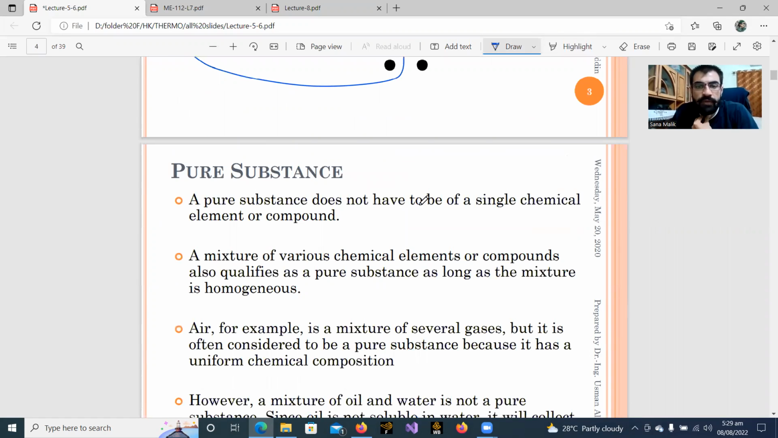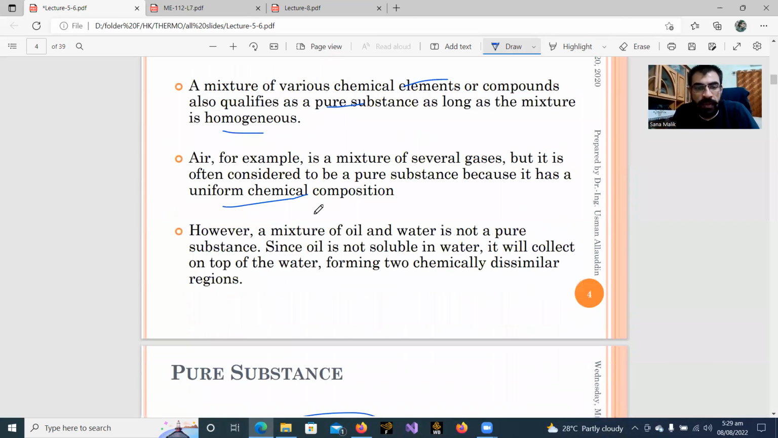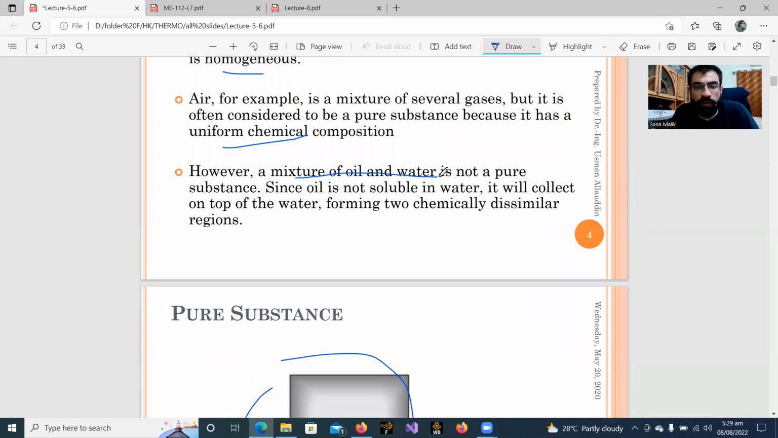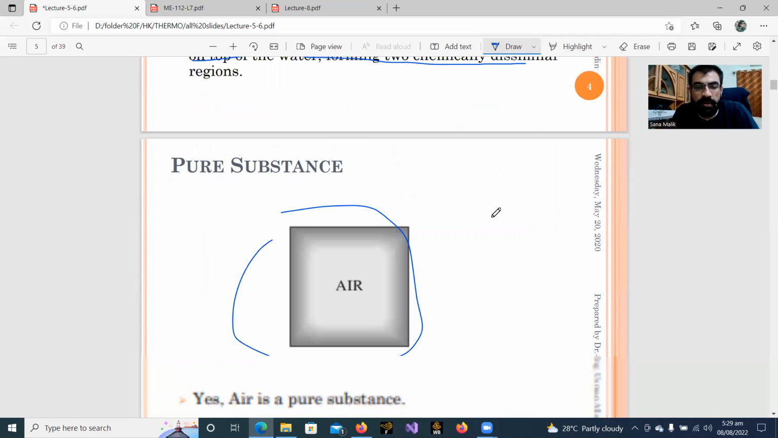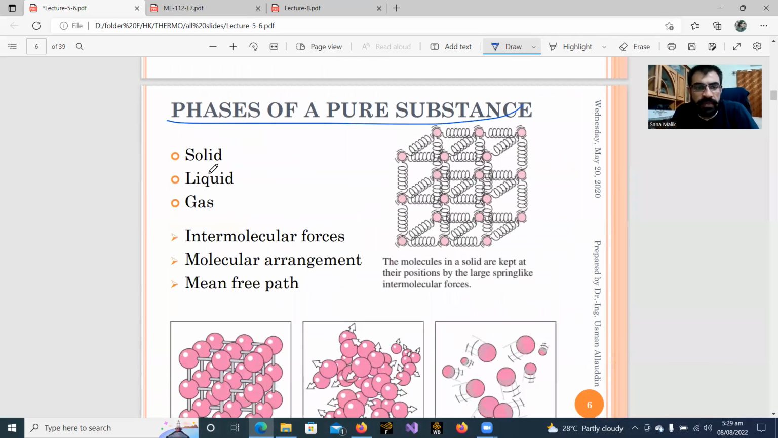Pure substance does not have to be a single chemical compound. A mixture of various chemical compounds can also be homogeneous. For example, a mixture of several gases is often considered to be a pure substance because it has uniform chemical composition. However, a mixture of oil and water is not a pure substance. If oil is not soluble in water, it will collect on the top of the water, forming two chemically dissimilar regions. So phases of pure substance are basically the solid phase, liquid phase, and gas.